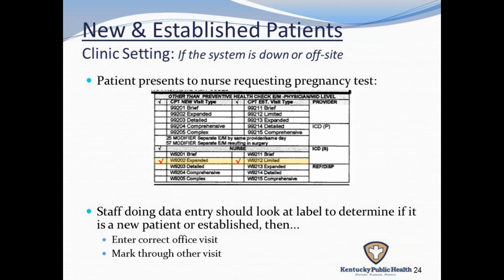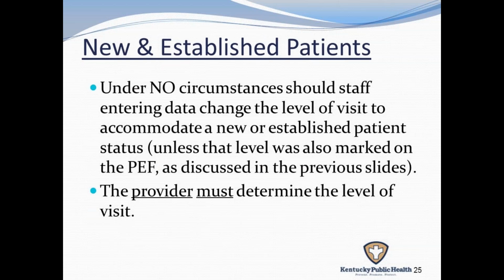The other thing that I need to make sure you understand is staff doing data entry should look at the label to determine if a new patient is established, then enter the correct office visit and mark through the other visit. So that's the only thing that clerical staff can do, is mark through the incorrect visit. They cannot pick a level. So just something to think about. And also, let's remember that for when the clerical staff is bringing it back to the nurse or APRN or whoever, the actual provider.